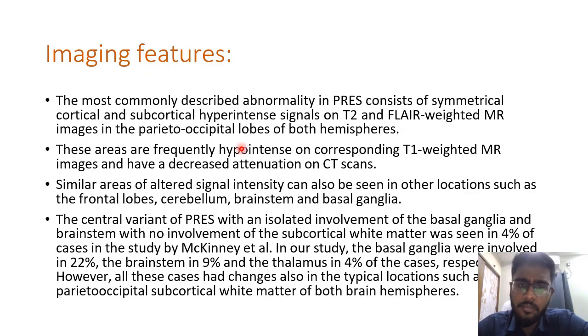The imaging features are most commonly T1 hypo, T2 and FLAIR symmetrical hyperintensities on MRI in the parieto-occipital lobes of both hemispheres. Similar areas of altered signal intensity can also be found in other locations such as the frontal lobes, cerebellum, brainstem, and basal ganglia, which constitute the atypical PRES. The central variant of PRES, which has an isolated involvement of the basal ganglia and brainstem with no involvement of the subcortical white matter, was seen in 4% of the cases in the study by McKinney et al.